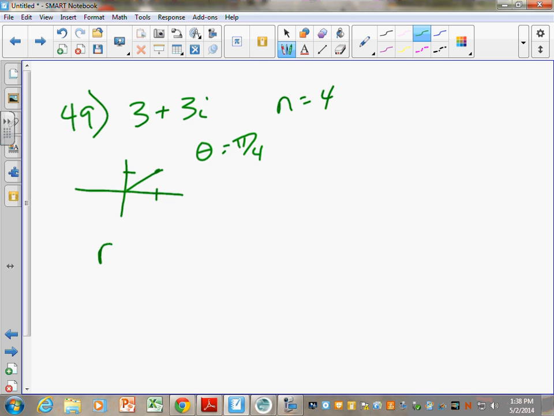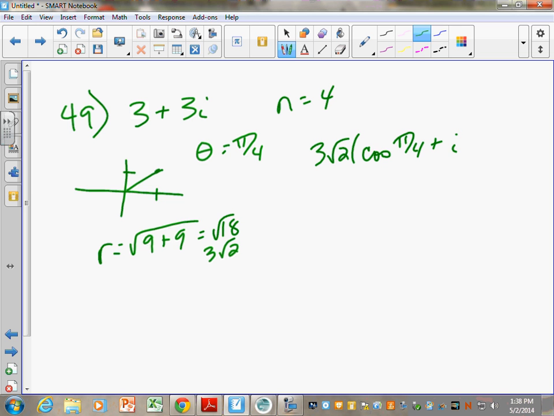And if we find r, that would be the square root of 3 squared plus 3 squared, or the square root of 18. I'm like you, Colton. I automatically, when I see the square root of 18, I want to break that up as 3 radical 2. And I'm okay with that. And we talked about that when we write this out in trig form, you could say 3 radical 2 times cosine of pi fourths plus i sine of pi fourths.